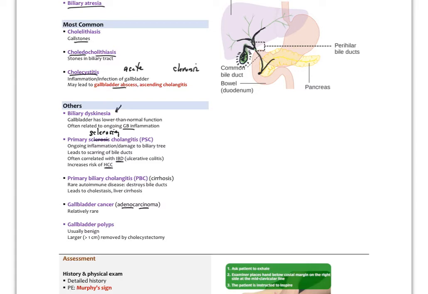And then gallbladder polyps, these are benign. These are just little growths on the inside of the gallbladder. They usually don't need any sort of correction, but if they get too large, they can block the cystic duct, and that can be removed by cholecystectomy, which is removal of the gallbladder. And that procedure for most uncomplicated gallbladder issues is going to be done via laparoscopic procedure.